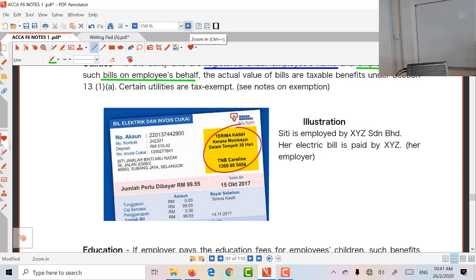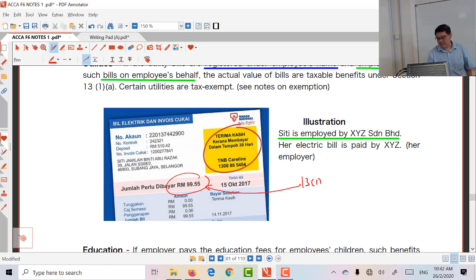Now, you notice the bill, right? Printed on the bill is the name of that person called Siti Jamila. So I've got a staff called Siti. Siti is employed by XYZ. And the boss said, hey, bring your electric bill and I will settle it for you. So the electric bill is paid by the boss. Now, this amount that your boss is paying for you, you will have to take it as 13(1)(a).